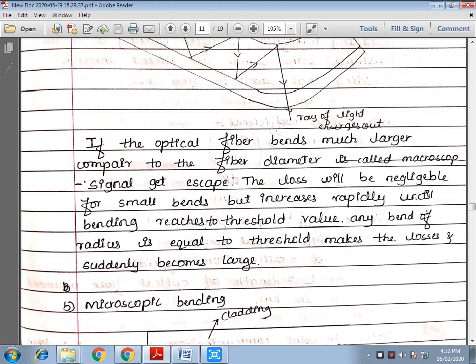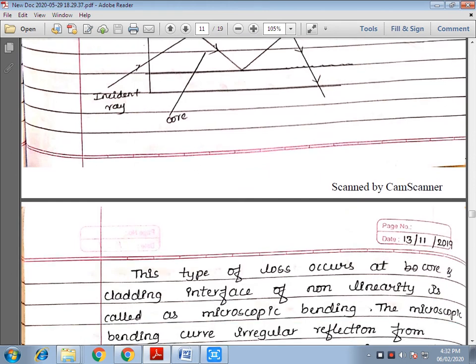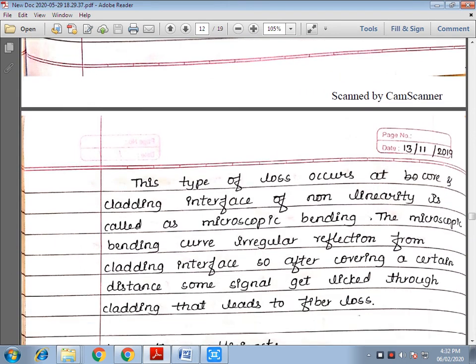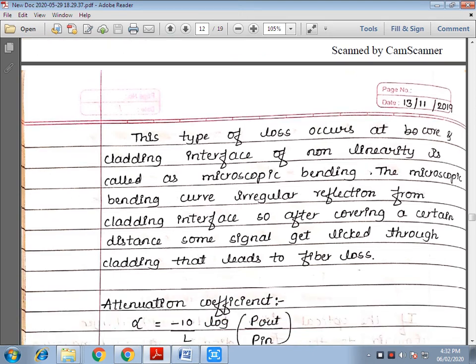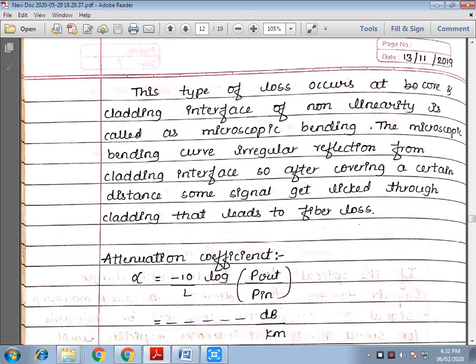A microscopic bend: during the manufacturing itself, the fiber will have a defect. This type of loss occurs at core and cladding interfaces of non-linearity, and is called microscopic bending. The microscopic bending causes irregular reflection from the cladding interface, so after covering a certain distance, some signal gets leaked through the optical fiber and leads to fiber loss.